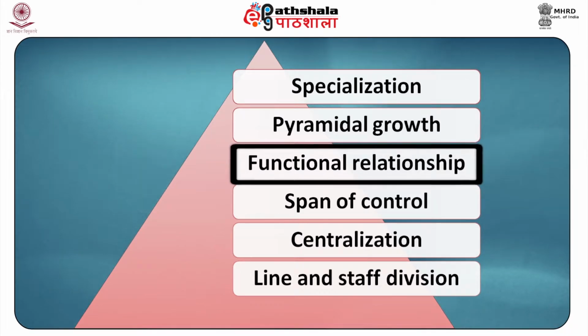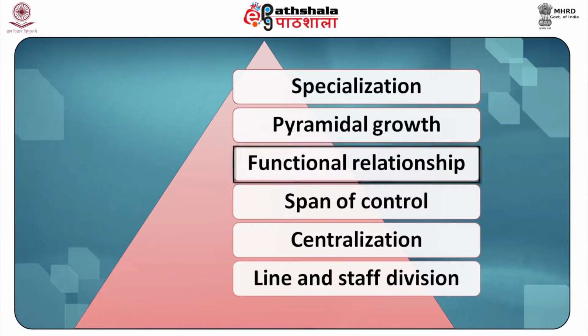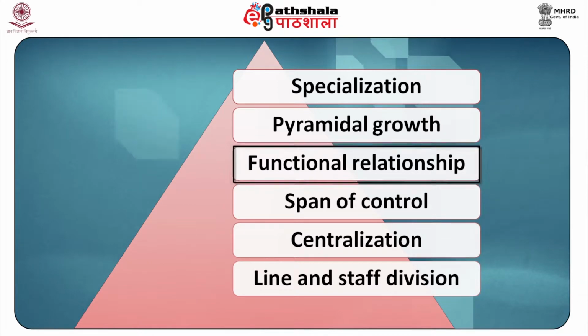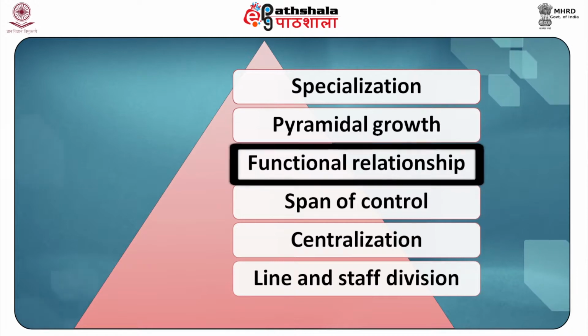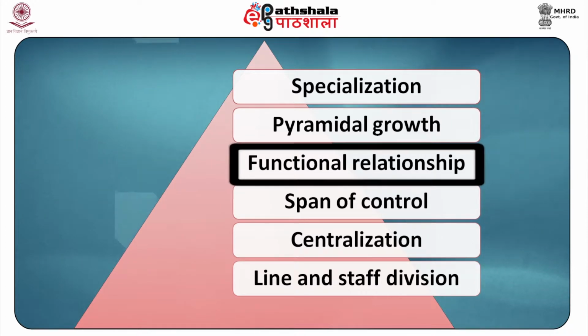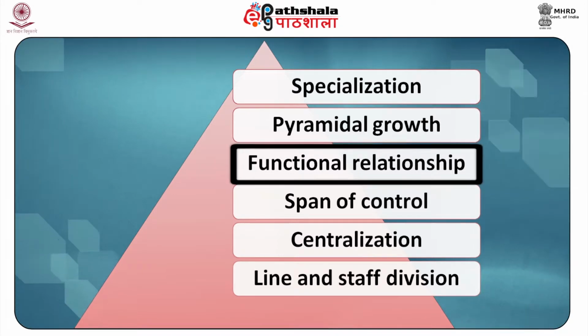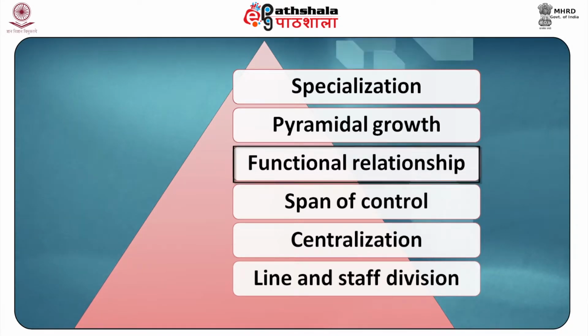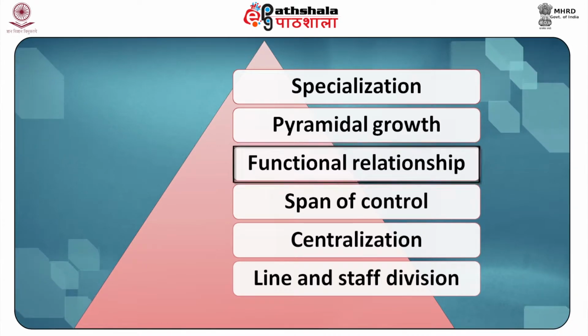The third authority is the functional authority. Apart from the line and staff authority, there is a third form of authority called the functional authority. In this, the manager or head of a particular department has an authority not only on his or her direct chain of command, but on other groups or units as well. For instance, the finance department can issue orders or instructions regarding financial matters to all the other departments like marketing, production, and personnel.